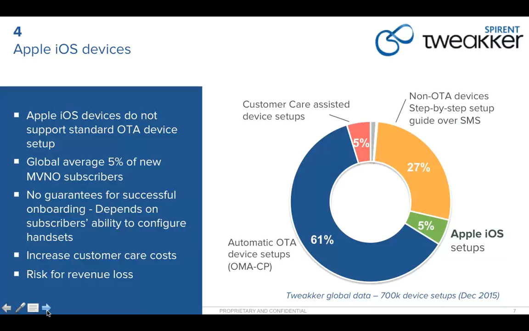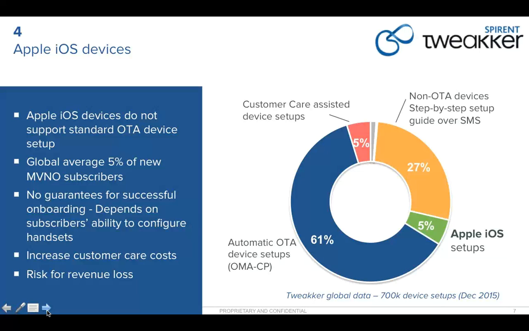If the new customer is not able to set up the iOS device for the MVNO's network correctly, he is not able to enjoy the mobile data services. And Tweaker's onboarding solution is actually unique in the market, in the sense that it provides auto configuration for iOS devices as the only solution on the market. Bjarke, can you just with a few words describe how our iOS auto configuration works?